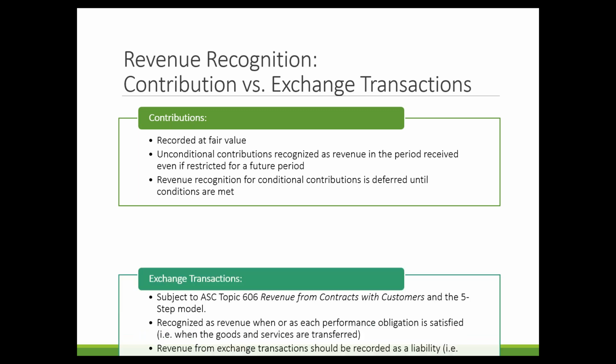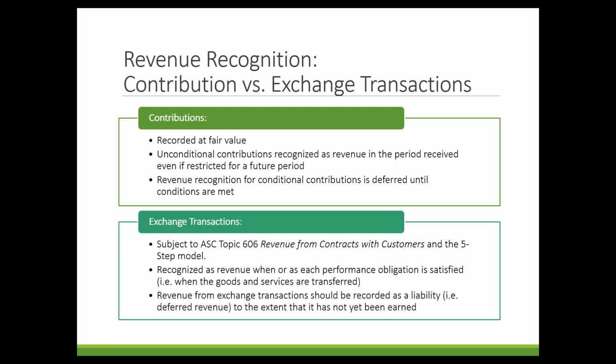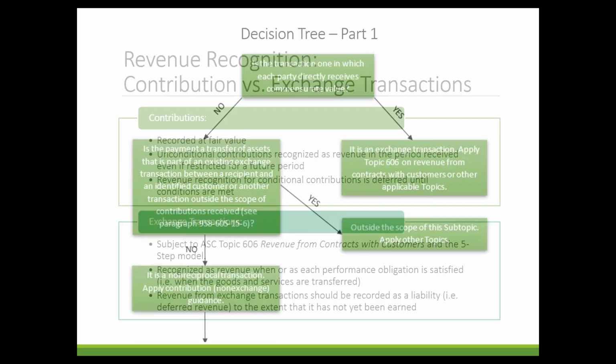Grants can fall into either category, so we must look at the substance of the agreement. And for exchange transactions, then 606 applies, and the 5-step model is applied, which we will discuss next.